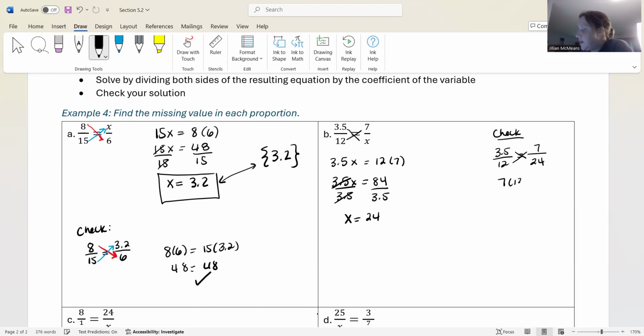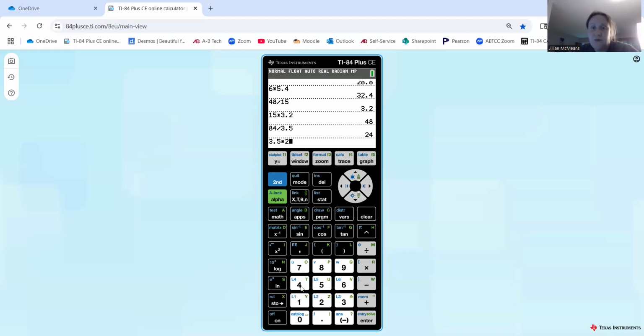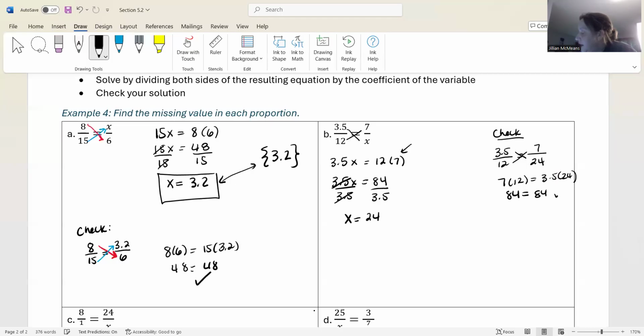So we want to know, does 7 times 12 equal 3.5 times 24? Well, 7 times 12 we already know from over here is 84. So then we'll let the calculator do the side work of 3.5 times 24, and we're hoping for 84 here. So 3.5 times 24, and you can see, of course, it does work here, which we kind of knew it would, but there you have it. Okay, so 84 equals 84, so we are good.